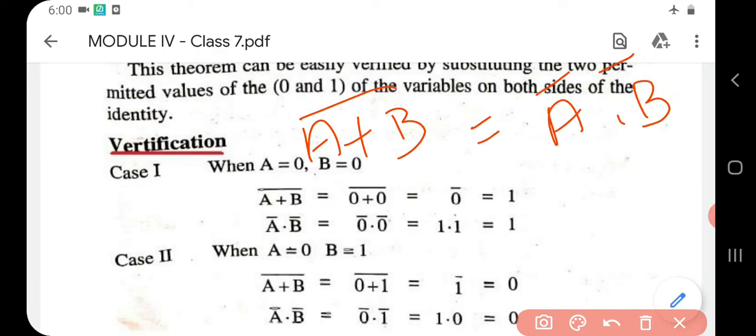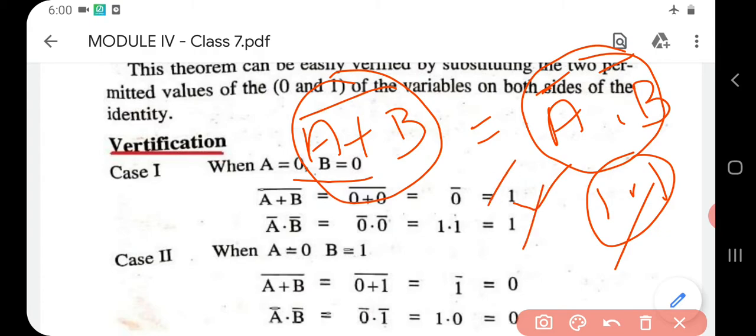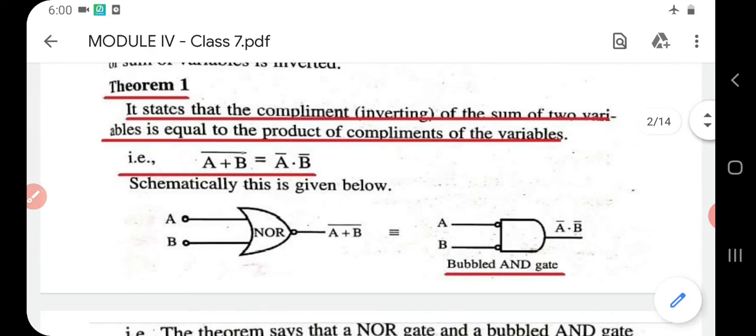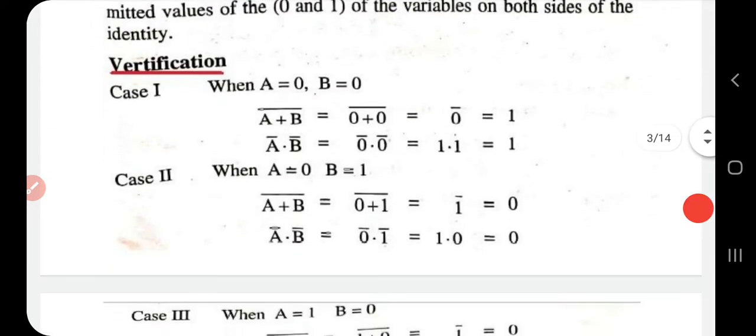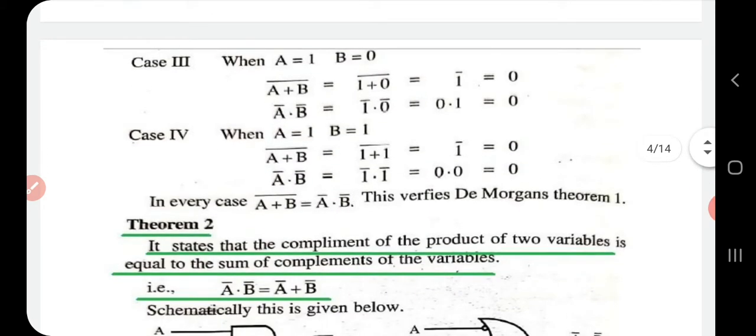Let us see one example. You are putting both a and b as 0. What will be the LHS? 0 plus 0 is 0, but 0 bar will be 1. So LHS is 1. Now what about the RHS? A is 0, so a bar will be 1. Then b is 0, so b bar will be 1. So 1 into 1 will be 1. So LHS equals RHS, and that particular statement, (a plus b) the whole bar equals a bar dot b bar, is proved. Similarly, you can prove this for various values by substituting various values for a and b.